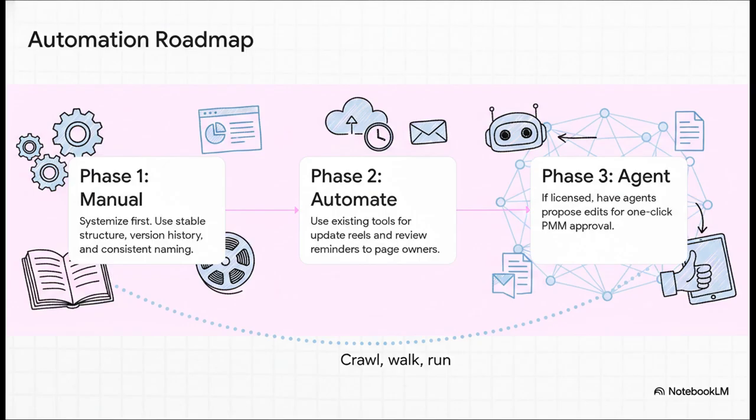Then Phase 3, well, that's the future. If you've got the licenses, you could have an agent propose edits based on new intel. With a human, that's you giving the final thumbs up. It's a real crawl, walk, run approach.